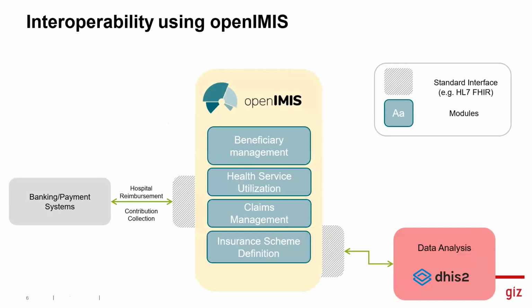And as you know, OpenEMIS has four core functionalities, modules: beneficiary management, health service utilization, claim management, and scheme definition. OpenEMIS is interoperable with DHIS2. We can export data from OpenEMIS to DHIS2 and do some other data analysis there. The hospital reimbursement and contribution collection can be done with the banking and payment system as well.